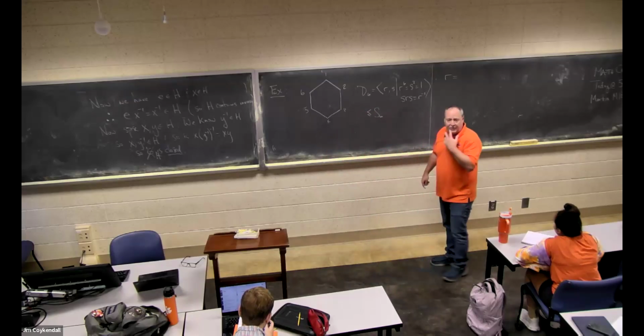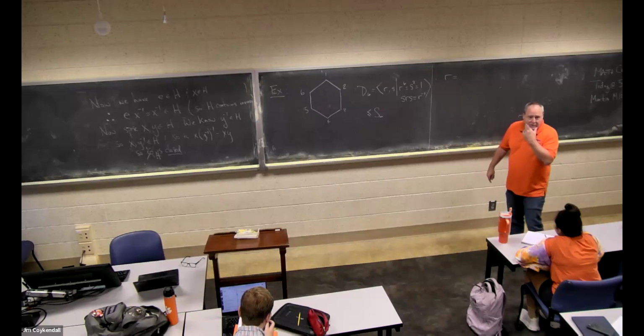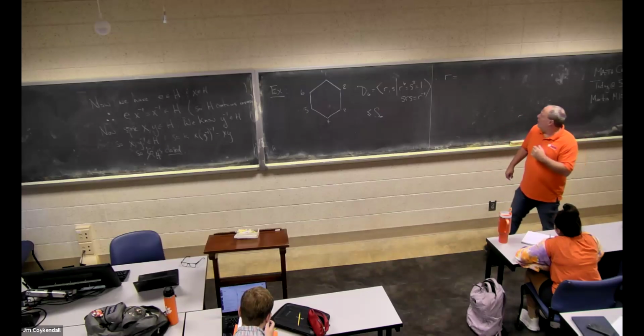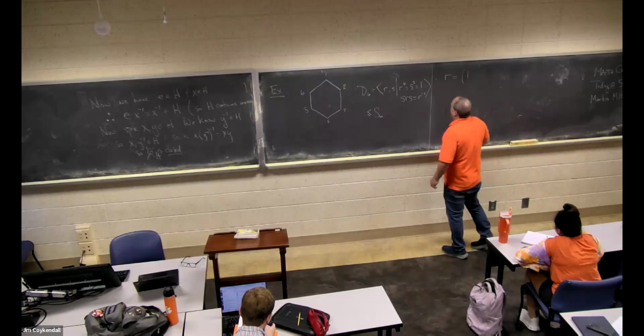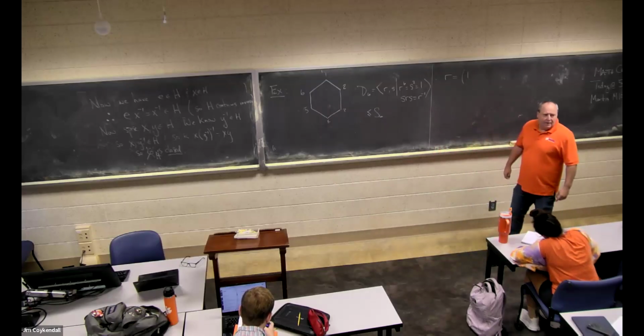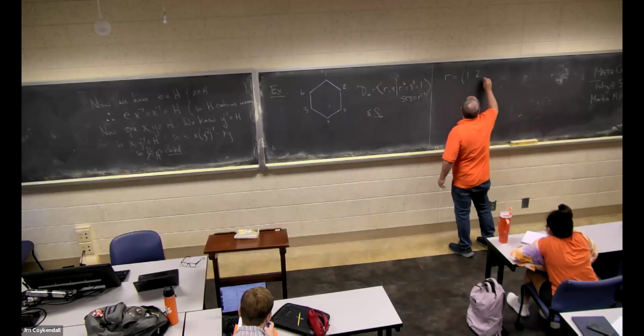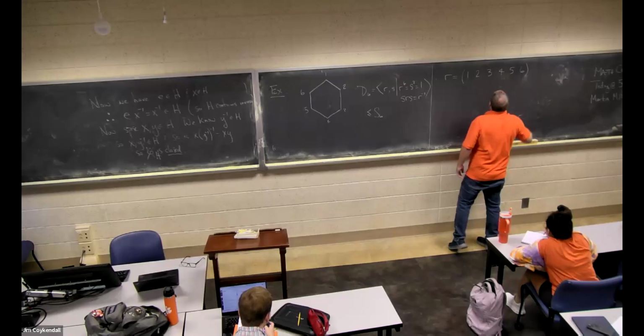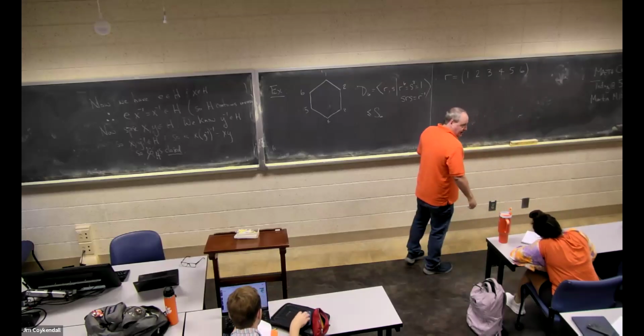Let's say I rotate that 60 degrees clockwise. If I go 60 degrees clockwise, where does 1 go? 2 goes to, which probably is why I labeled it the way I did. Right?